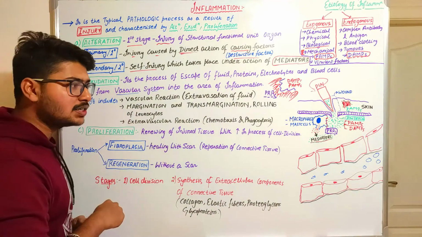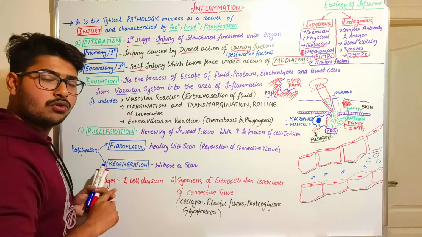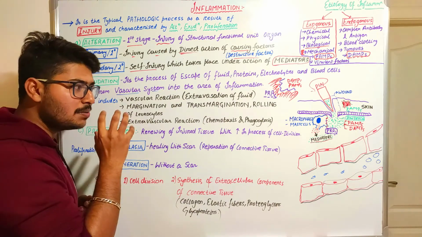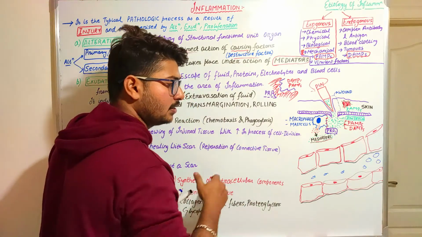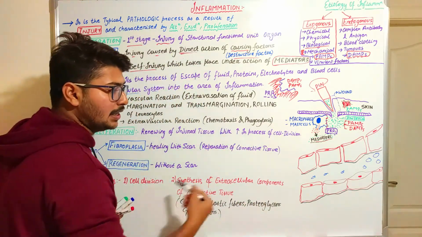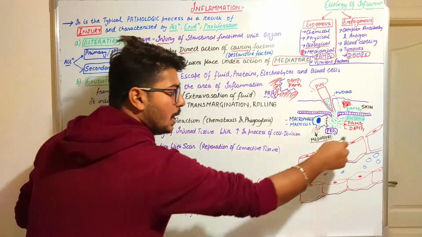So let's see, these mediators are produced at this stage. What are these mediators? These are histamine, serotonin, leukotrienes, prostaglandins. So these are the mediators that are going to be produced in these situations. Then next, what will happen? These mediators are going to perform some kinds of actions on the blood vessels.